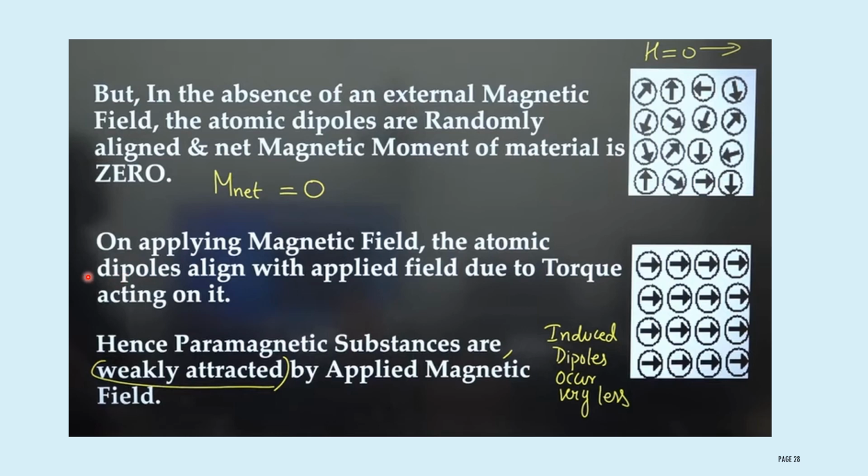On applying a magnetic field, the atomic dipoles align with the applied field due to the torque acting on them. When you apply an external magnetic field, these atomic dipoles get aligned in the proper direction. Therefore, it will possess some amount of magnetic moment. Hence, paramagnetic substances are weakly attracted by the applied magnetic field. The induced dipole is very small in this case. Therefore, paramagnetic substances are weakly attracted by the applied magnetic field.